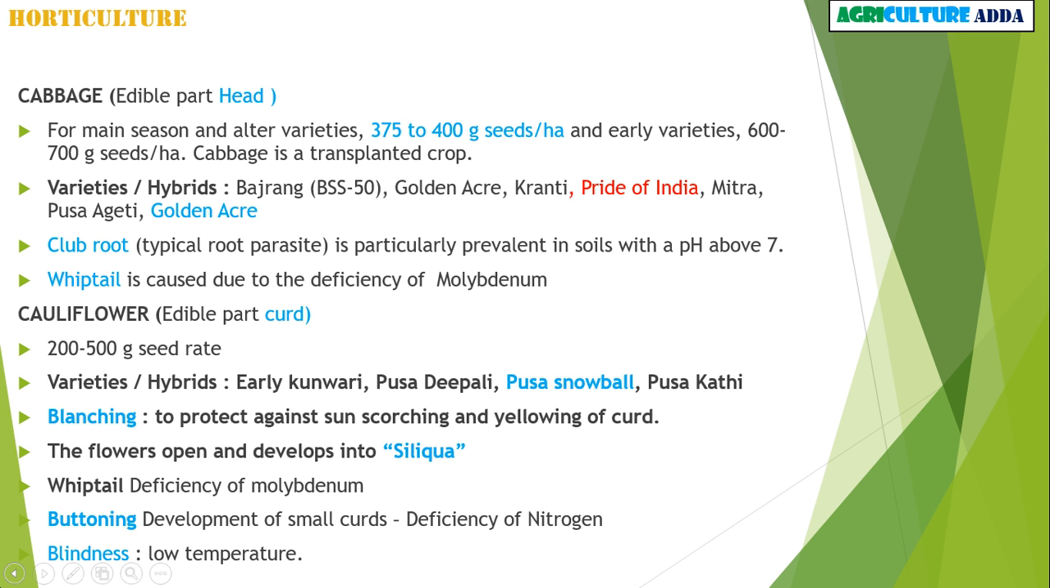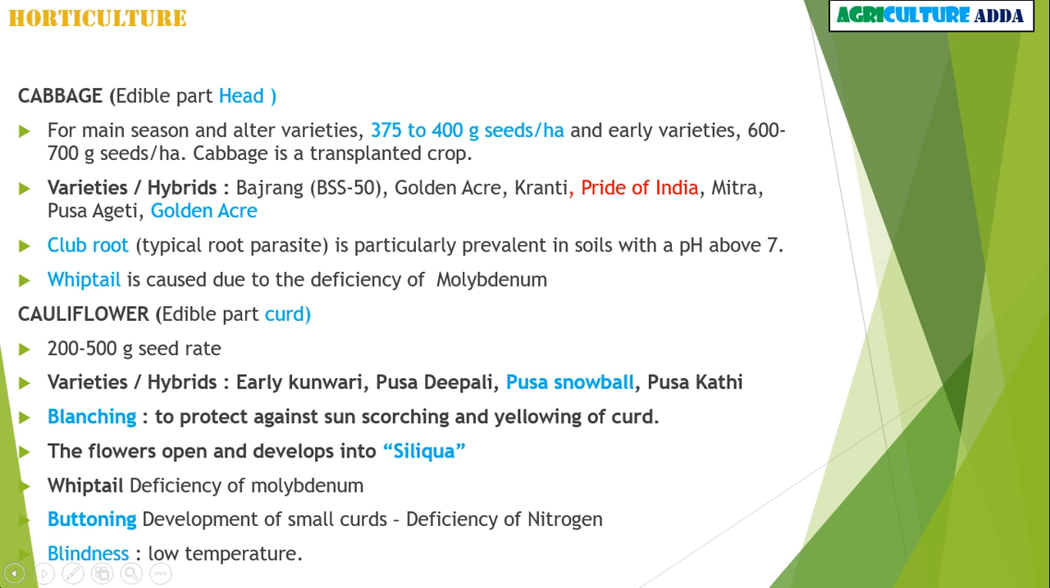Pusa Ageti, Golden Acre. And club root is particularly prevalent in soils with a pH above 7, and it is a typical root parasite of cabbage. And whiptail is caused due to the deficiency of molybdenum.